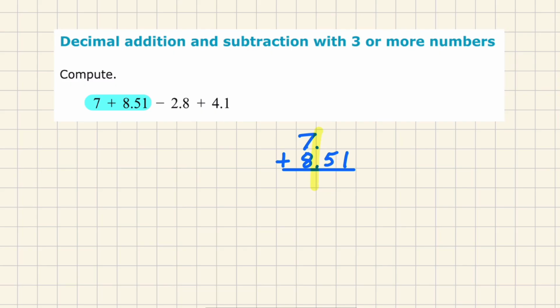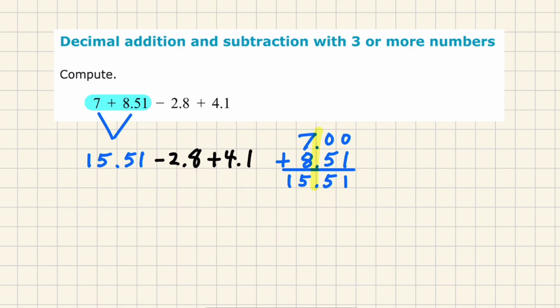When I add, notice I lined up the decimal that would have been behind the 7 to get this vertical alignment. Our total will have the same decimal alignment. Moving right to left, 0 plus 1 is 1, 0 plus 5, a 5, and 7 plus 8, 15. So this first part has been added to 15.51, bringing down the rest. I would continue to move left to right, and the next operation is subtraction, starting with 15.51 and subtracting 2.8.